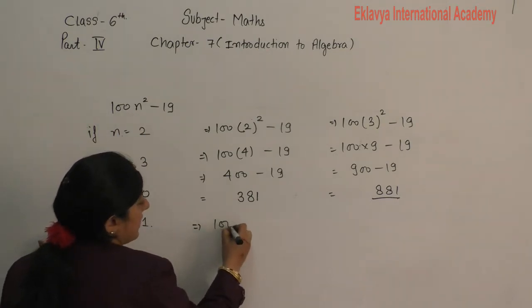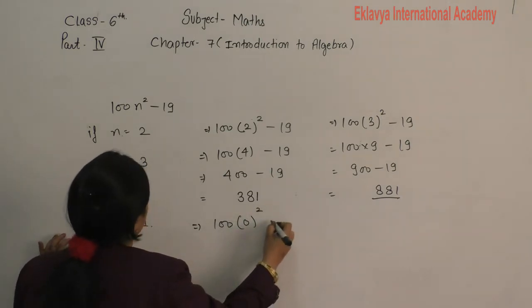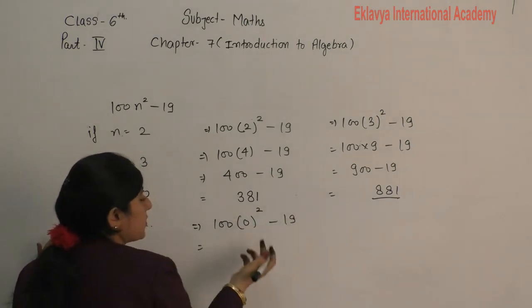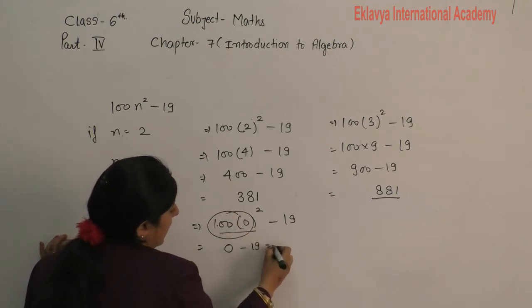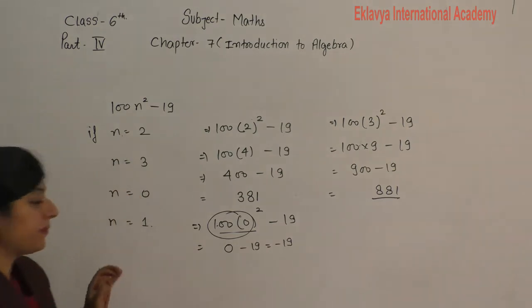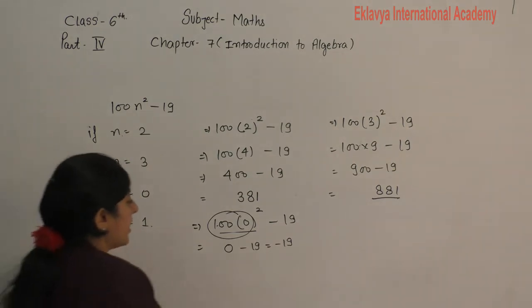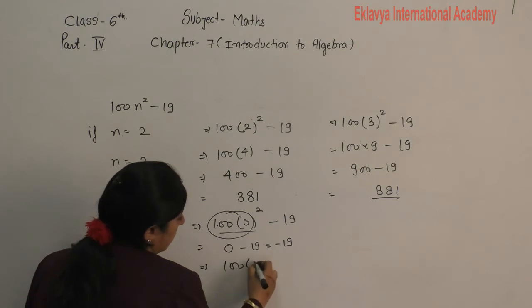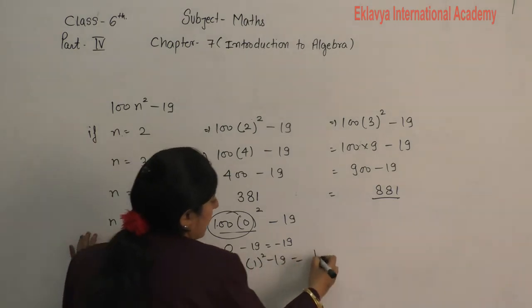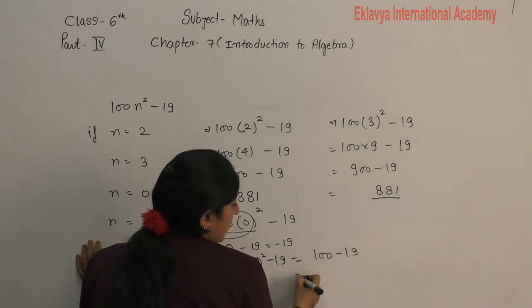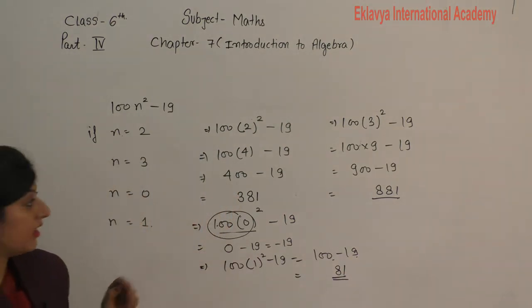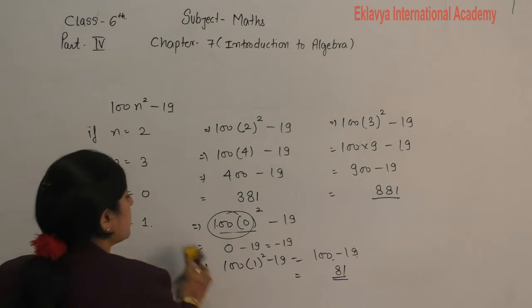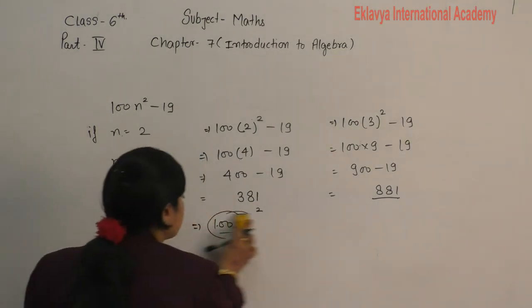n is equal to 0. Then 100 multiply 0 square minus 19. 0 square is 0, and 0 multiplied by anything is also 0. Then the answer becomes minus 19. Similarly, if we take 1, then it becomes 100 into 1 square minus 19. 1 square is 1. Then 100 minus 19. 10 minus 9, 1. Then it becomes 81. So, your first question you can solve now like this.